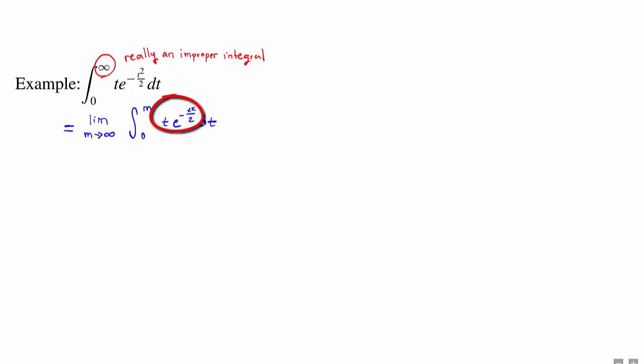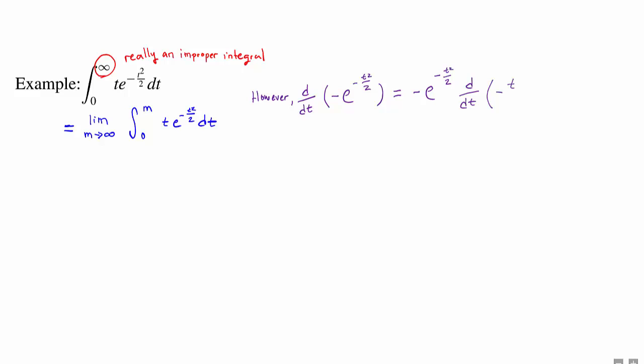But now we evaluate this integral inside the limit in the same way, using the fundamental theorem of calculus. Just a is 0 and b is m. We look for an antiderivative, and to do that, let's try differentiating minus e to the minus t squared over 2. And we just use the exponential rule, which says the derivative of the exponential of a function is equal to the derivative of the function times the exponential of that same function.